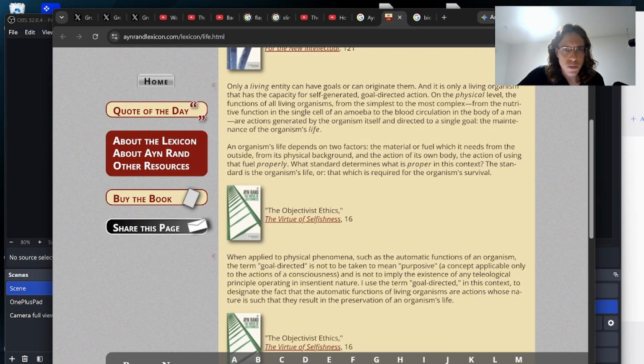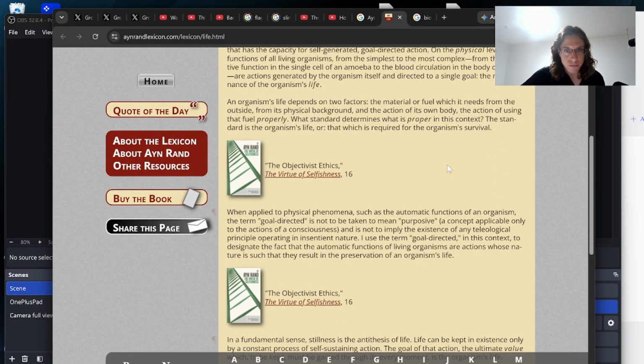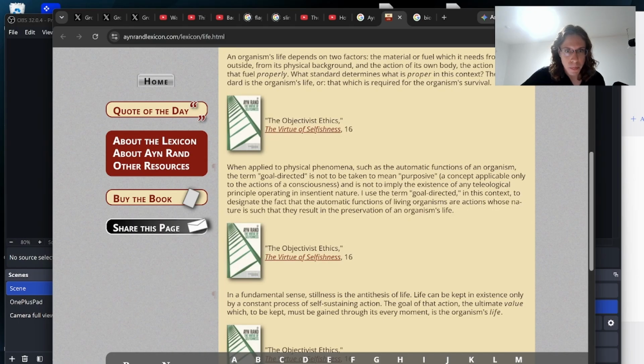An organism's life depends on two factors: the material or fuel which it needs from the outside, from its physical background, and the action of its own body, the action of using the fuel properly. What standard determines what is proper in this context? The standard is the organism's life, or that which is required for the organism's survival. Okay.